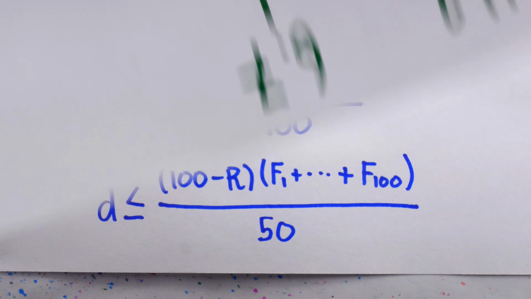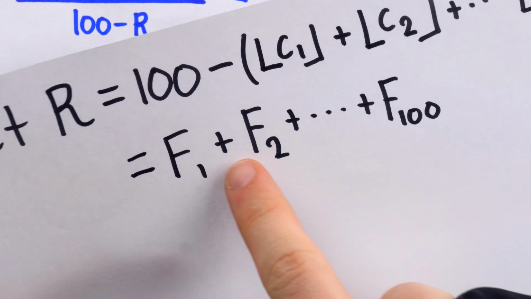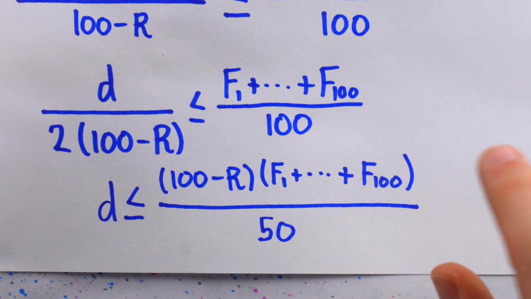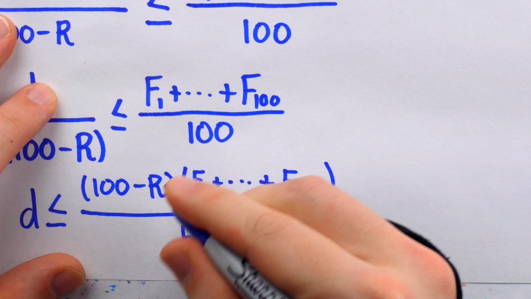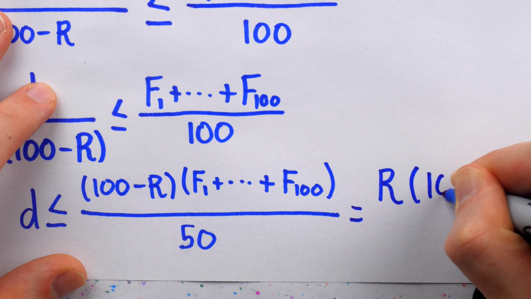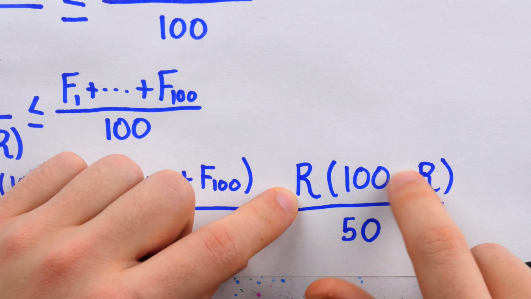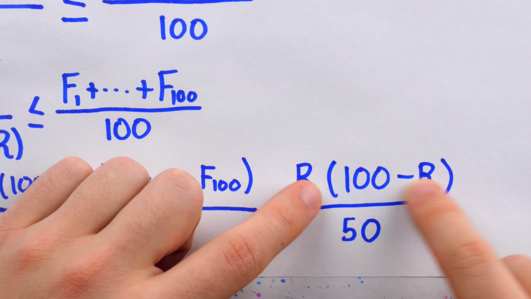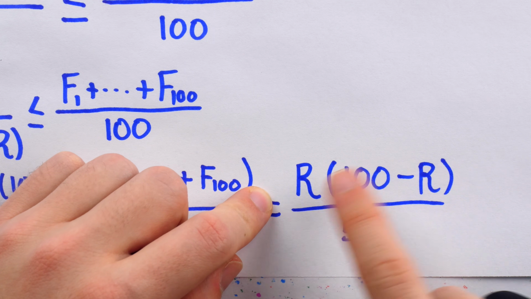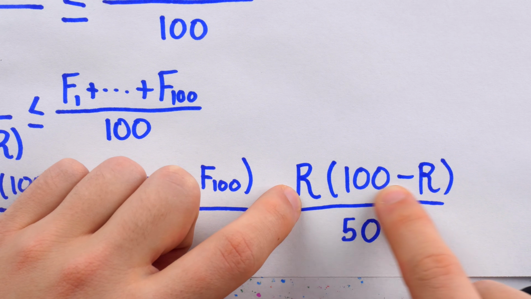Anyway, speaking of r, look at this. F1 plus blah de blah de blah up through F100, we know that's r. So let's go ahead and replace that with r. So this is equal to r multiplied by 100 minus r divided by 50. Now look at this. In some way, these two factors are begging to be added, not multiplied. If we added them, those r's would cancel out. Is there any sensible way we could be adding these factors together?